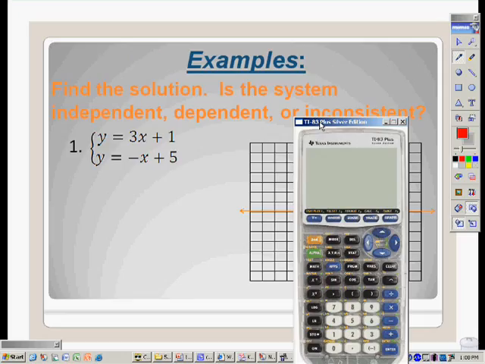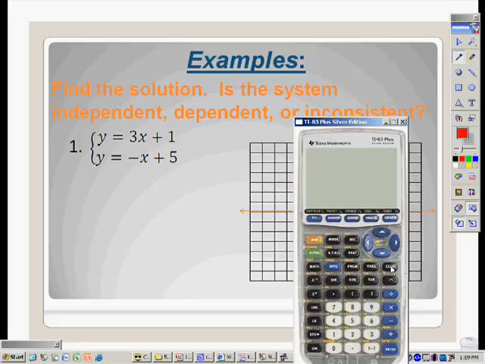So in this system of equations, our two equations, what's our first step if we're going to solve by graphing? To solve both equations for y. So do we need to do anything to those two equations? No, they're already solved for y. Okay, so that part's taken care of.